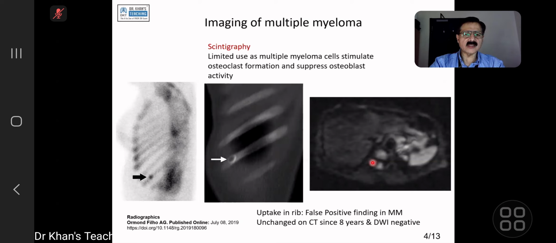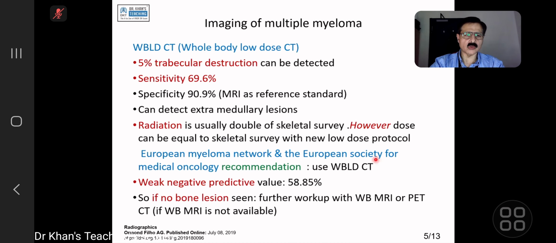So bone scan, don't use it. That is the key point to remember. So limited use, it is useless. Don't in the exam also don't ask. They will ask you a leading question. Will you do a bone scan?